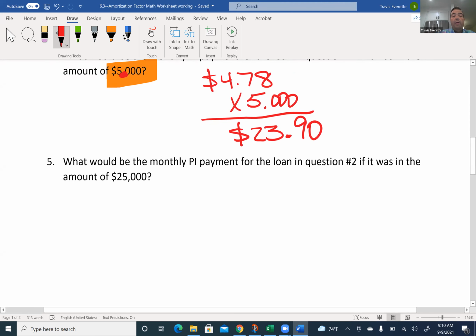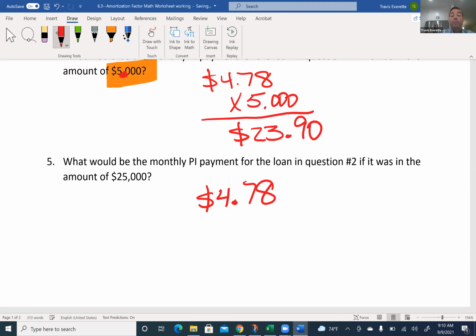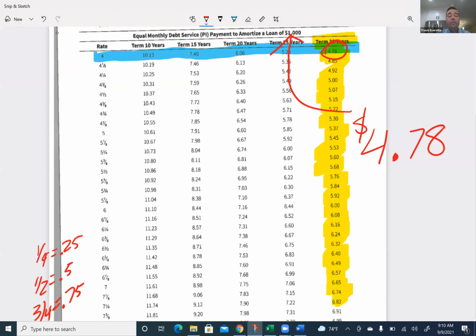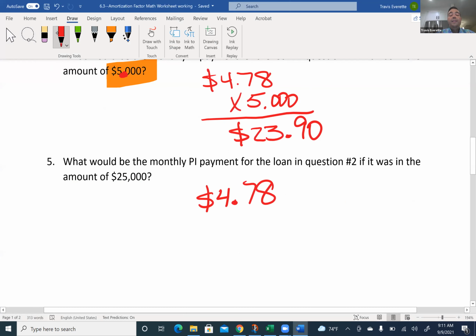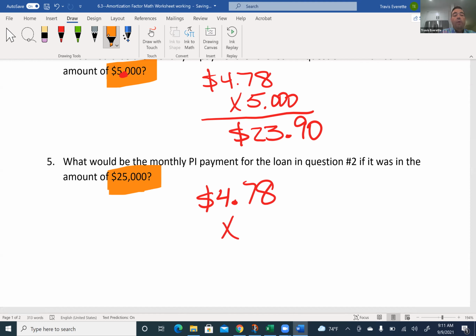Well, we're going to simply go back to that same 478 as our loan factor, because it's still the same loan, same term, same interest rate. And remember, that came from our chart over here. Times, well, this time we need to look at how much we're borrowing, and we're borrowing $25,000. So at that thousands place, we're just going to change that to a decimal. This is going to be times 25.000. Notice I just took the comma out, changed it to a decimal.